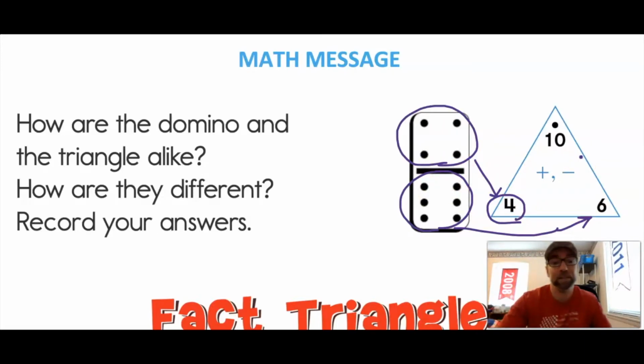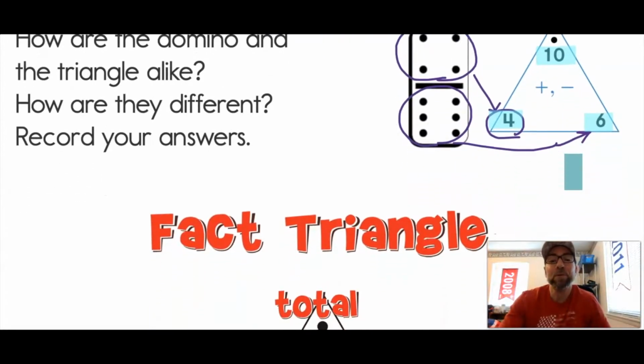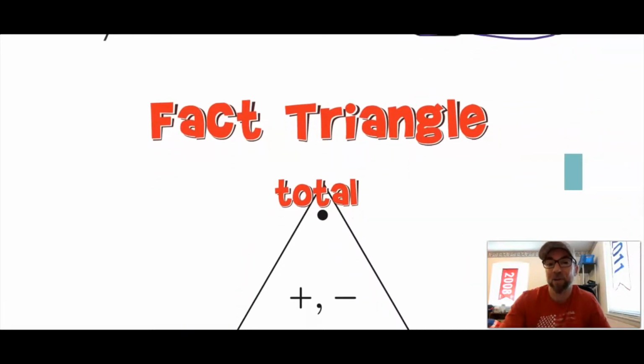That's the biggest difference. But look at this other difference. The triangle actually has the total. The total is written on the triangle. So we have part, part, total, right there on our triangle. And we also have the plus and minus signs. So today, we're going to take what we've learned about our domino and our fact families. And today, we're going to be using a fact triangle.